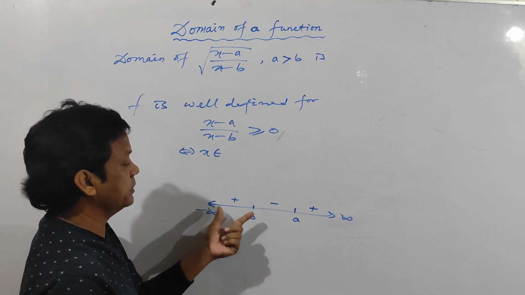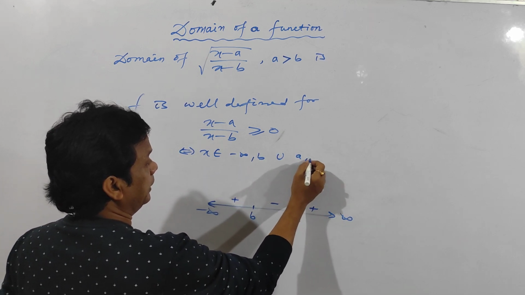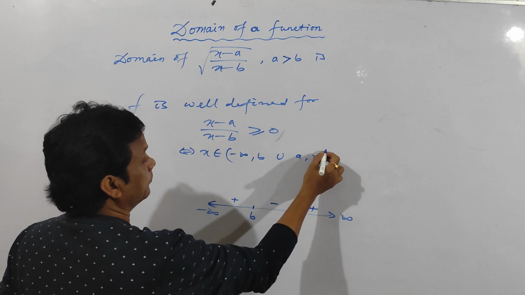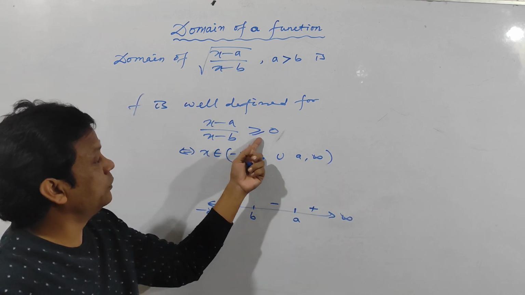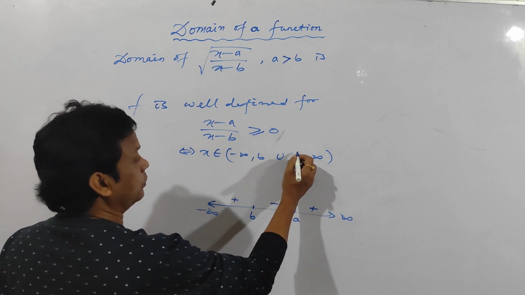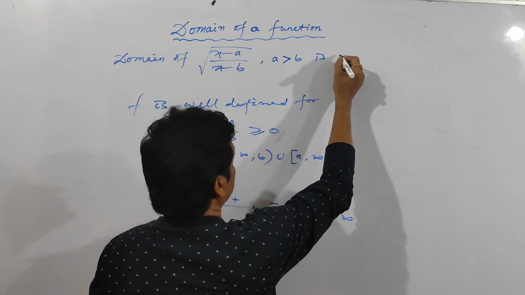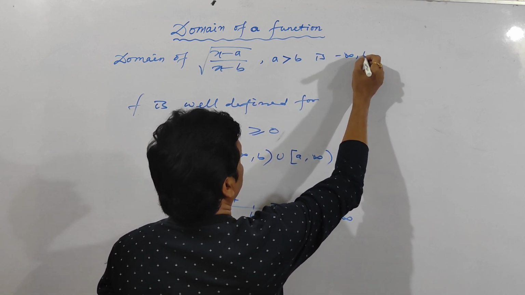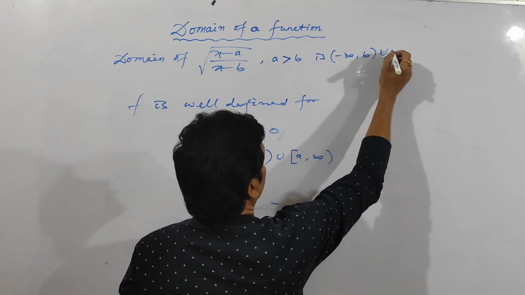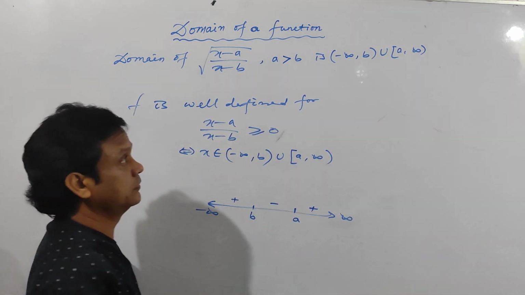So now let us write x belongs to. First of all, positive. Positive means minus infinity to b union a to infinity. Clear? Then p by q will be equal to 0 if p is 0, that means x minus a equal to 0. So you should include a and exclude b. So this is the answer. That means minus infinity to b union a to infinity. So this is the answer.